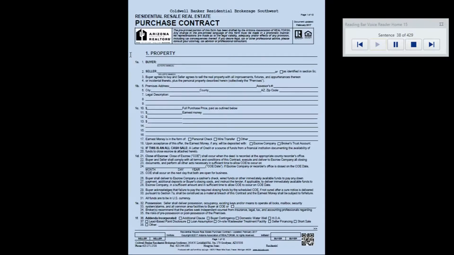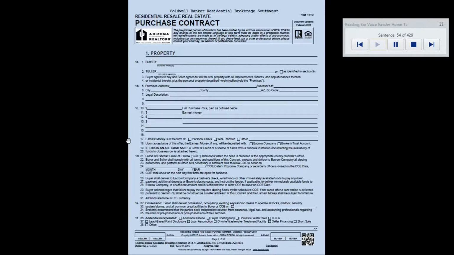1. Property. 1A. Buyer, seller, or as identified in Section 9C. Buyer agrees to buy and seller agrees to sell the real property with all improvements, fixtures, and appurtenances thereon or incidental thereto, plus the personal property described herein, collectively the premises. 1B. Premises address, assessor's number, city, county, AZ, zip code. Legal description. 1C. $ full purchase price, paid as outlined below. $ earnest money. $.